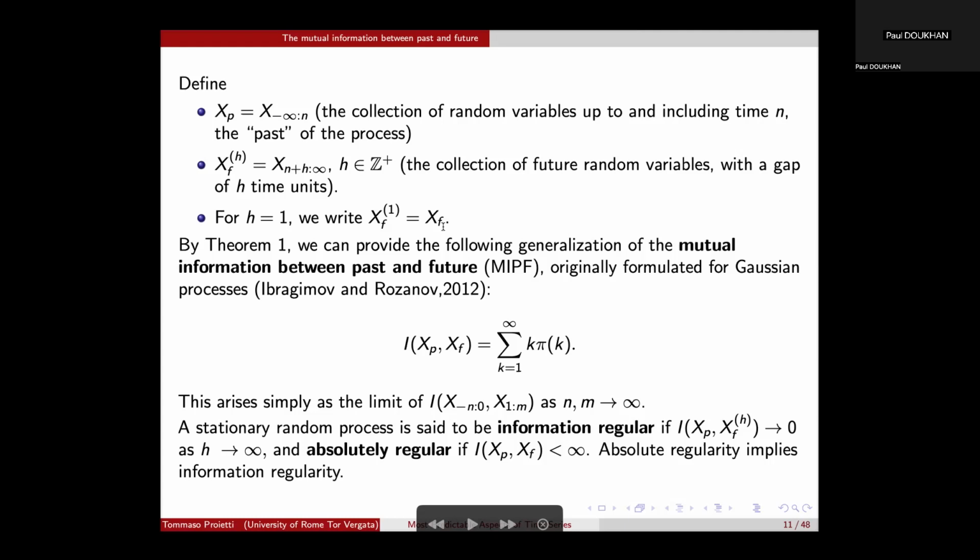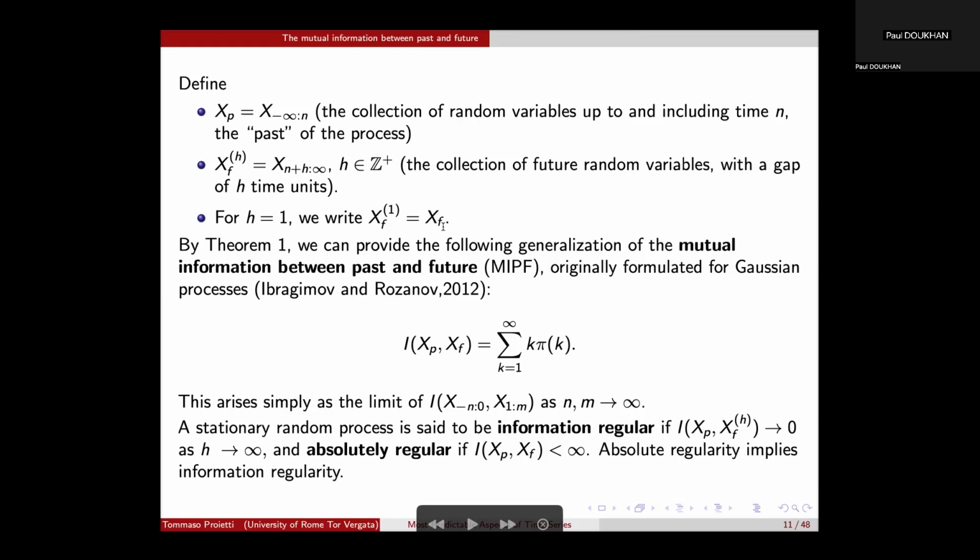If this quantity goes to 0 as h, the lead time, goes to infinity, then this is called information regular. But we will be concerned with processes such that this converges. So the process will be absolutely regular.